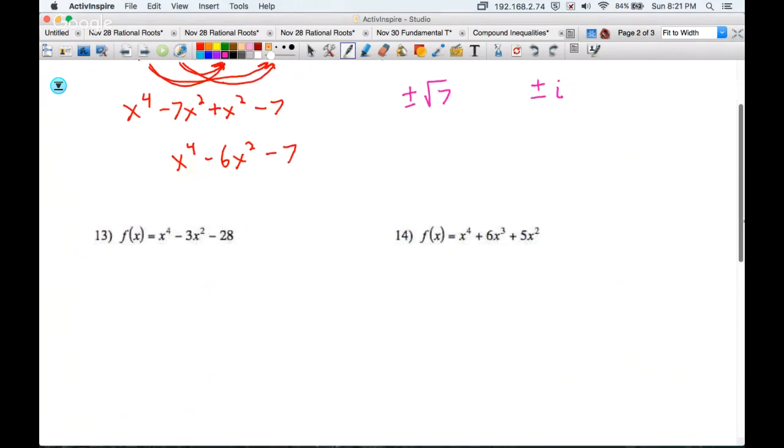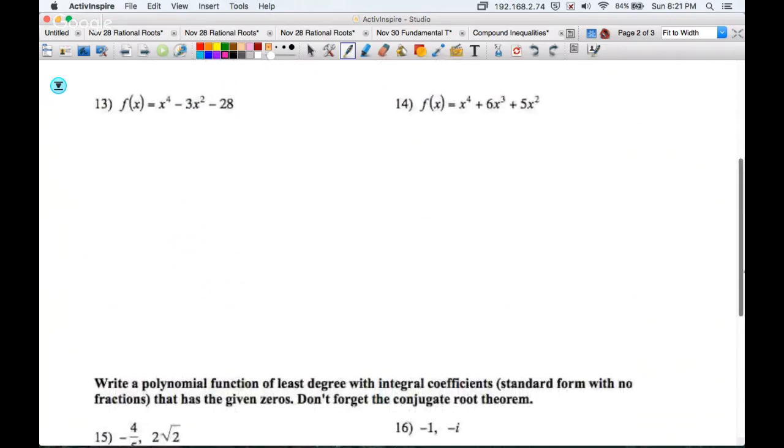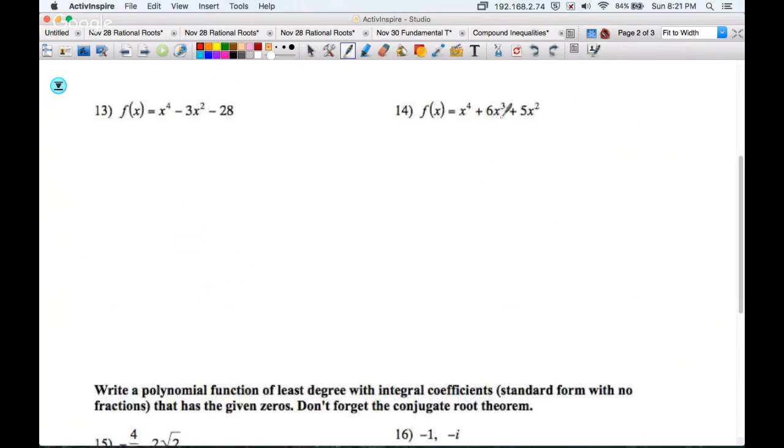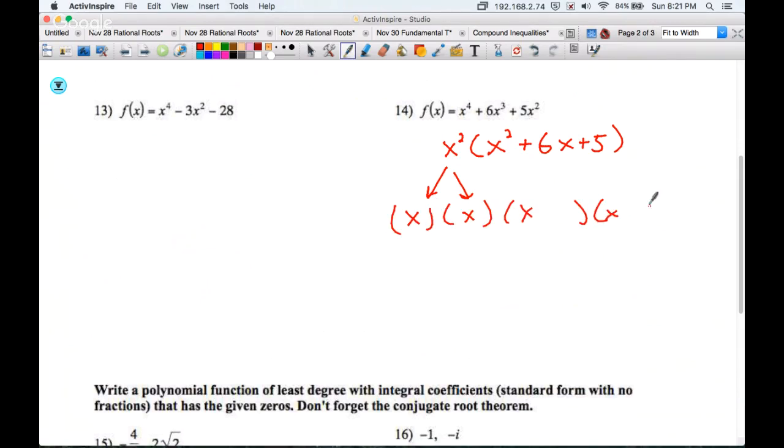All right, I'll pick another one. 14. Here, 14, don't miss out on opportunities to pull out a greatest common factor like in 14. I can write an x squared down in front here, leave behind an x squared plus 6x plus 5. And now I'm actually going to split it into an x and an x. And then this here, I'm going to add the parentheses back in, can be factored into two numbers multiplied to be 5, but add to be 6, 5 and 1.